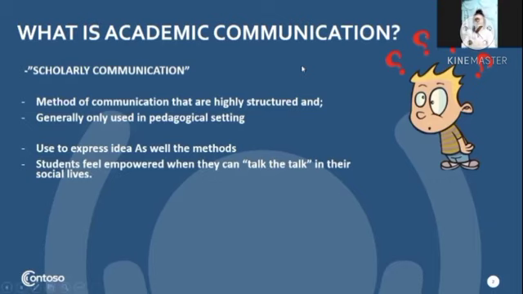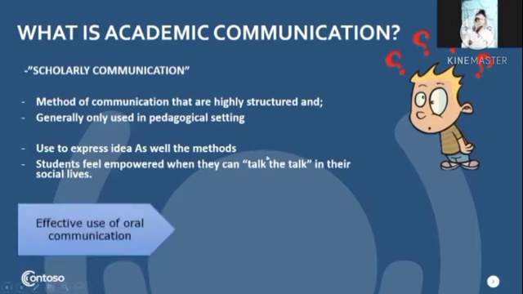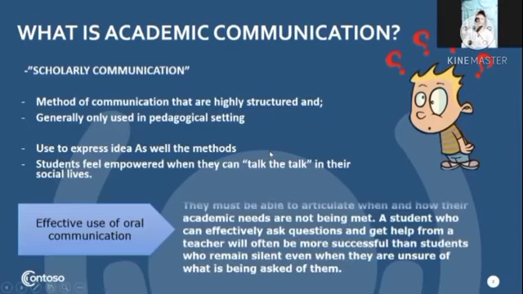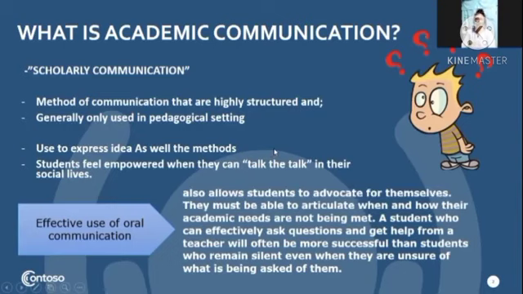Next in the topic, let's define what is the effective use of oral communication. The effective use of oral communication also allows students to advocate for themselves. They must be able to articulate when and how their academic needs are not being met. A student who can effectively ask questions and get help from a teacher will often be more successful than students who remain silent even when they are unsure of what is being asked of them.